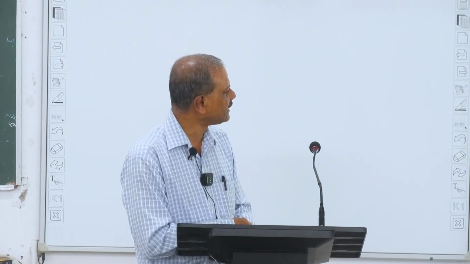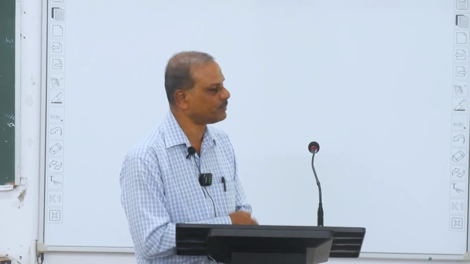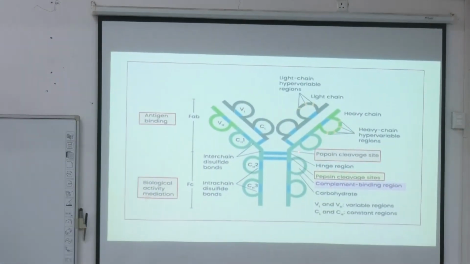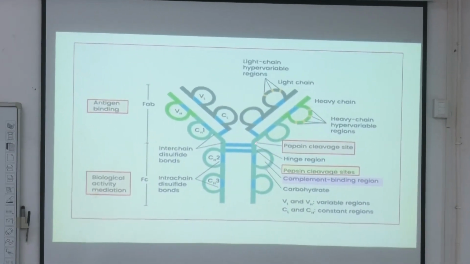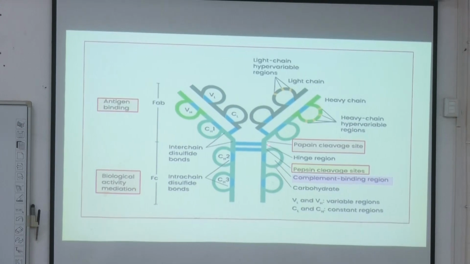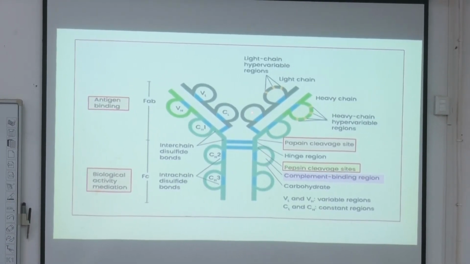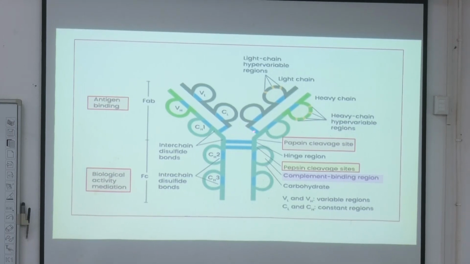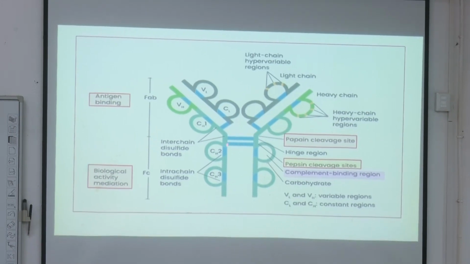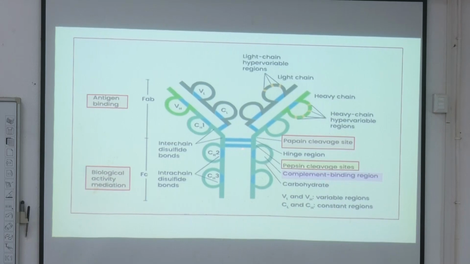What is the papain site and what is the pepsin site and what is the complement binding site? Remember, the FC portion is the complement binding site, and the papain site is a little bit ahead of this hinge region, and the pepsin site is a little away. These two chains are joined together by a disulfide bond, and these two chains are together by two disulfide bonds.